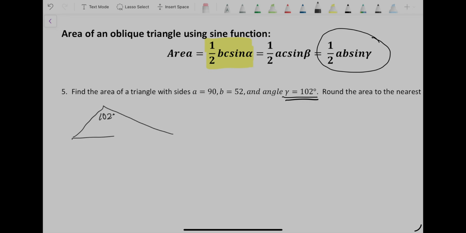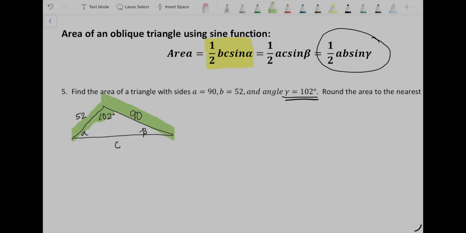So that means across from it is going to be side c. So that means this will be angle alpha, and this can be angle beta. Angle beta has a side length of 52 units opposite it. And side a is going to be across from alpha, and that is 90 units long. Okay. Now, I have 2 sides and their included angle. So that's what I'm going to use.